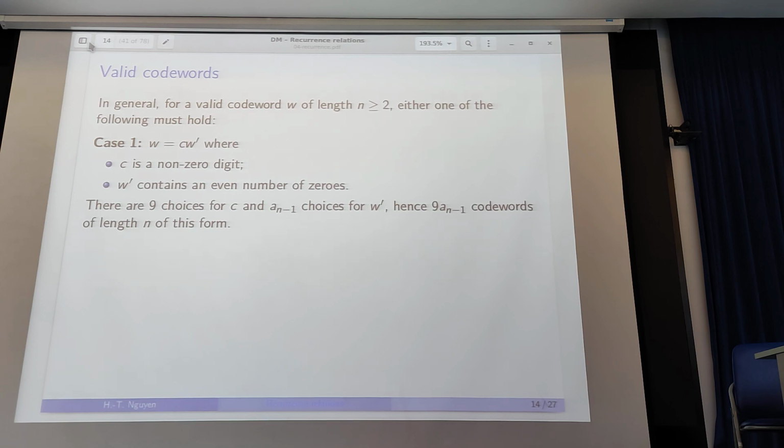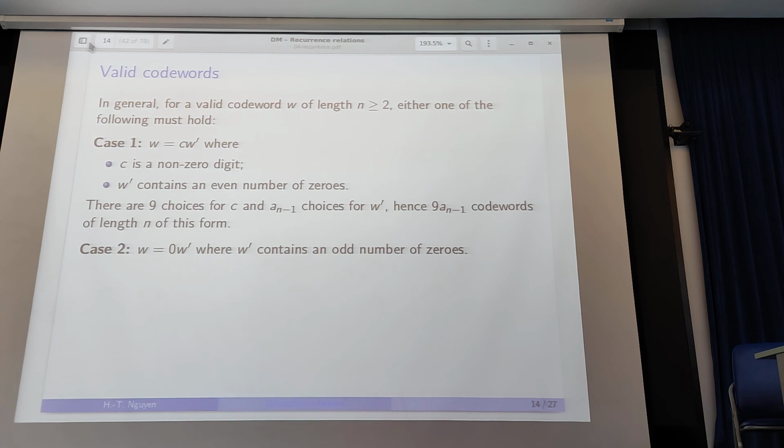So of course you can guess that case number 2 is the case in which this C here is 0. That means that we have this type of code word. So now, in case number 2 we need 0 followed by a non-code word of length n-1. But how can we express the number of non-code words in terms of the number of code words?